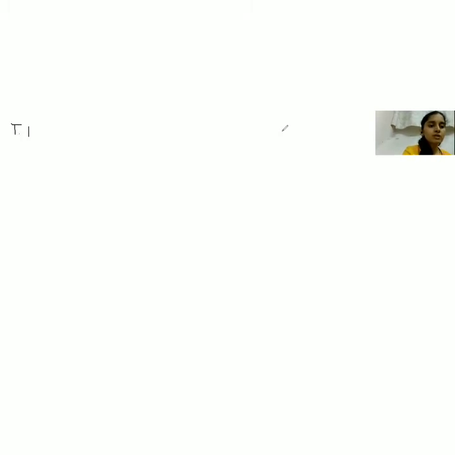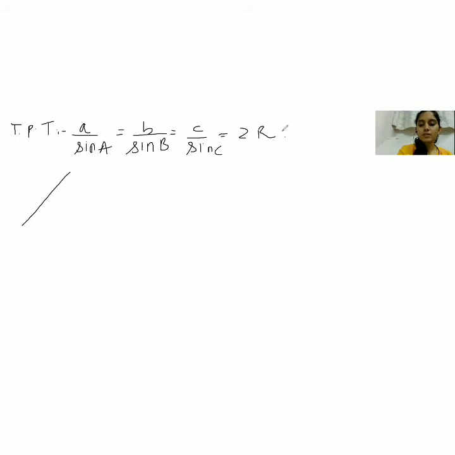To prove that, we'll put in first a upon sine A is equal to b upon sine B is equal to c upon sine C equal to 2R, right? We require the diagram for it, so we'll put in the diagram first. We should have the triangle, right?